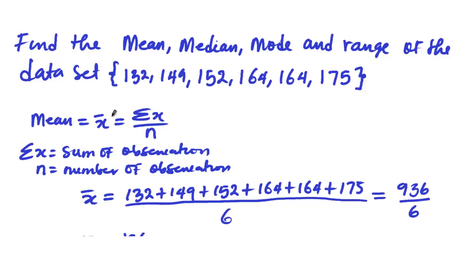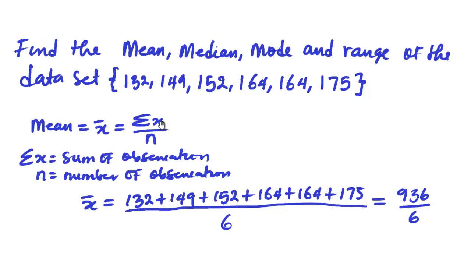Now the next thing is, how many observations do we have? We have 6. Six observations implies that the number of observations is even. So the median will be the arithmetic mean of the two middle items, because if I split this into 3 on this side and 3 on that side, I won't be able to get the median. So I will pick these 2, and the arithmetic mean of 152 and 164.